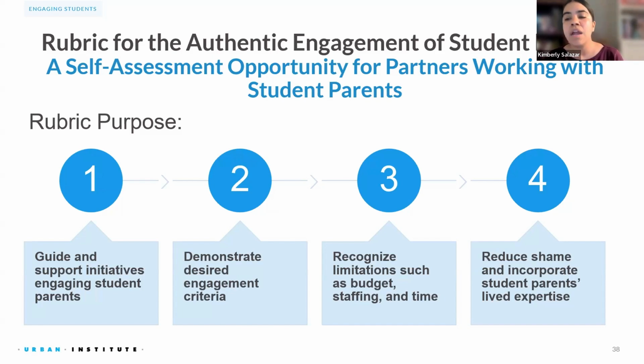And finally, it helps reduce stigma and elevate student parents' lived expertise, ensuring their voices shape solutions. So overall, this rubric is meant to be both practical and aspirational, a tool for reflection, planning, and building stronger, more inclusive engagement. This long-term goal is to ultimately shift the culture of colleges to be more family-friendly and to center lived expertise, which in turn helps build trust and buy-in from the student-parent population, addressing challenges like low response rates, underutilization of campus resources, and broader disengagement.